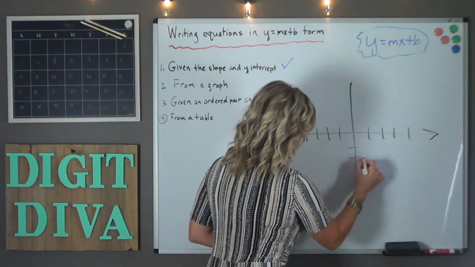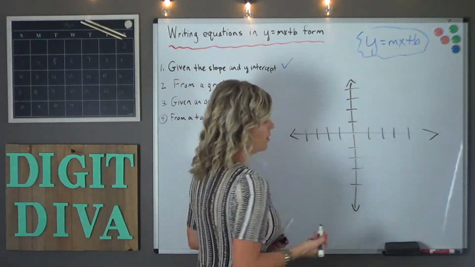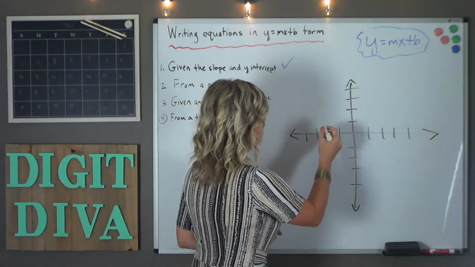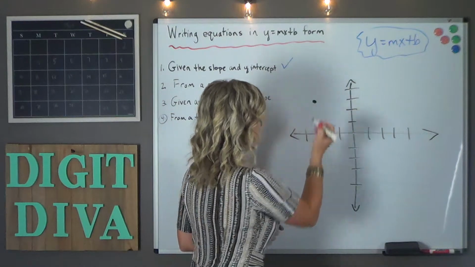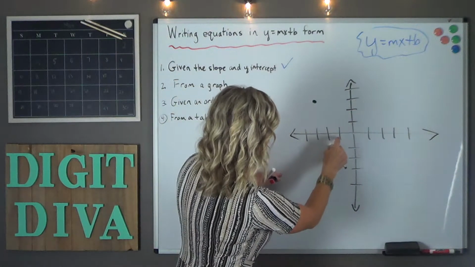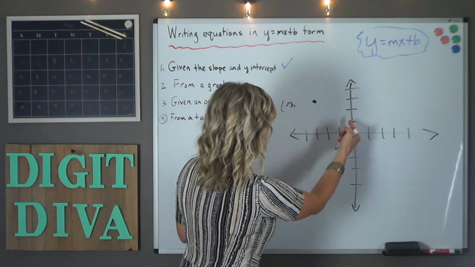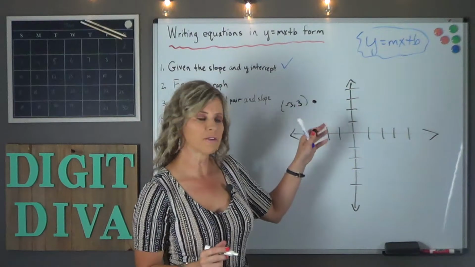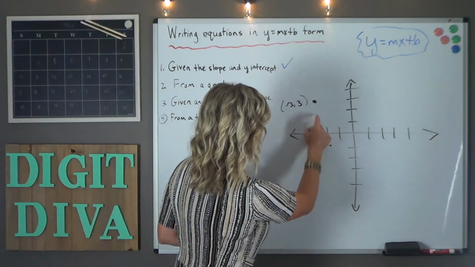Okay. All right, so this time my line is going to be going down and to the right. So maybe I have a point right here, and I'll go ahead and give you the ordered pair. We'll say that's at -3, and then positive 3. Okay? So that's our ordered pair, -3, positive 3. We came over 3 units to the left, and we went up positive 3 units.